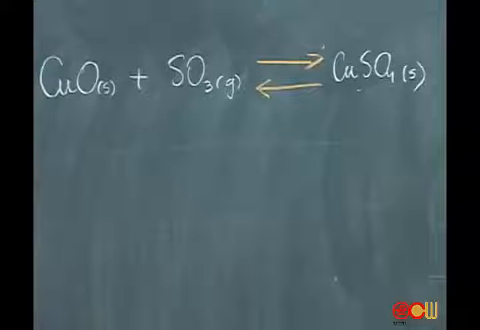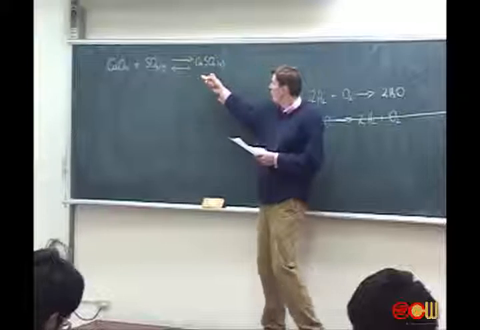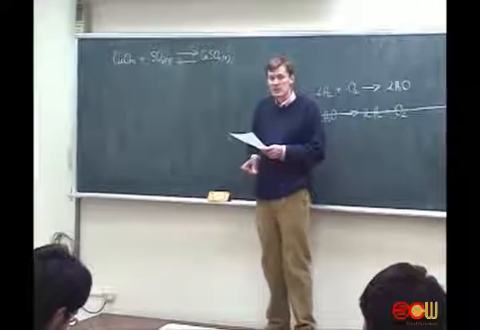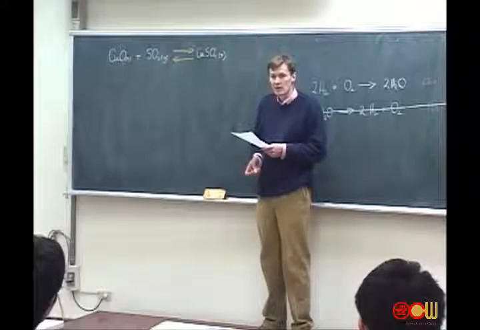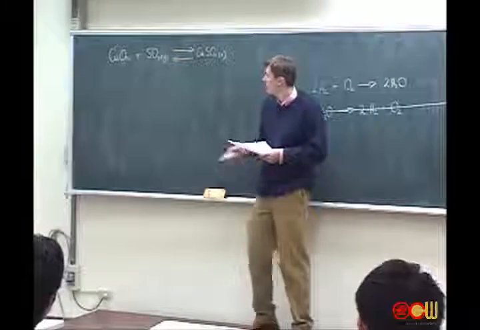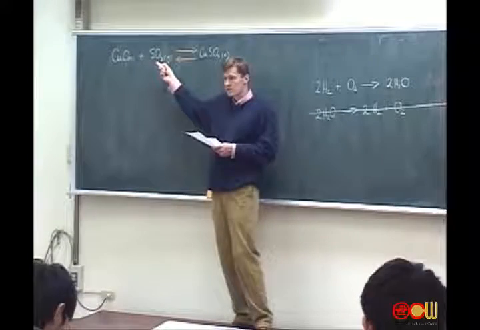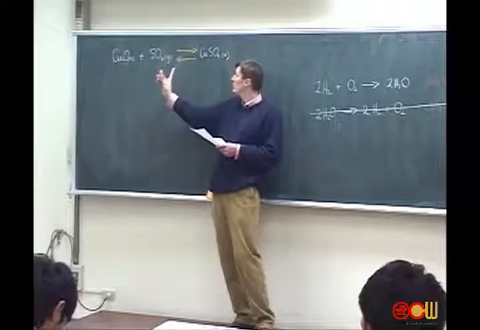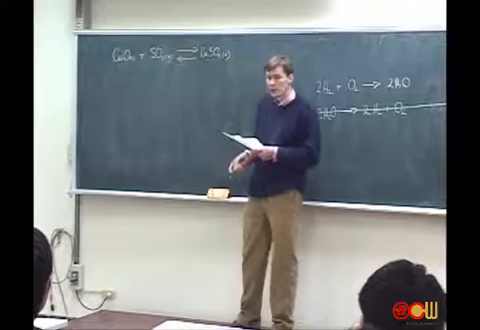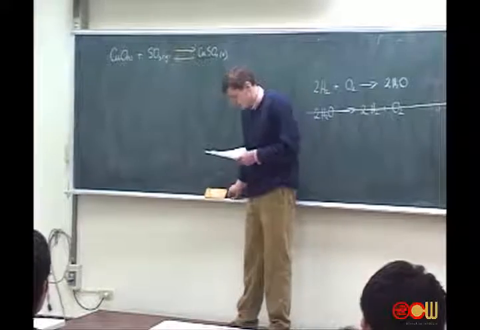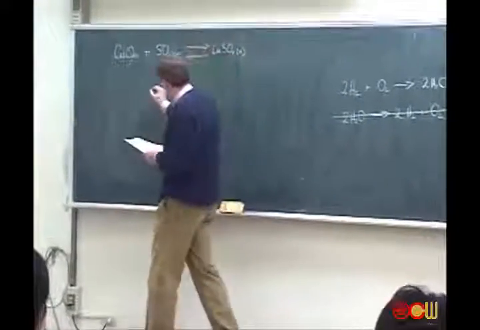Somebody who has some chemical experience knows that CuSO4 makes very nice green-blue crystals, and those can be outside for a long, long time. They don't change to gas. So we know that this goes in this direction. But very often the chemicals are more complicated and then you don't know. What to do in this case? You have to calculate delta G.